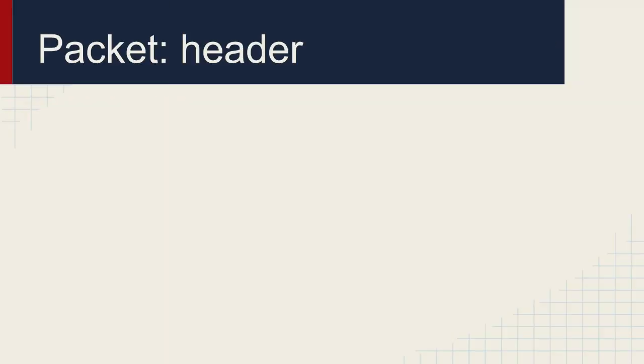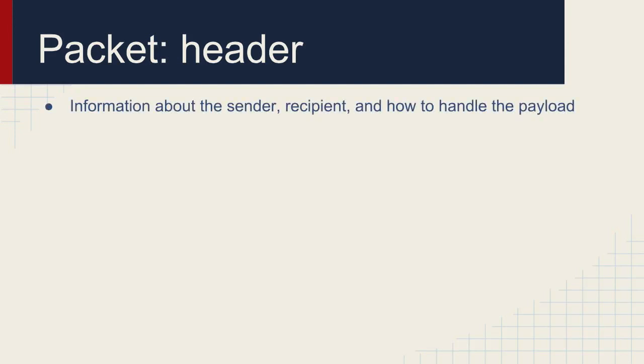So, the packet has three parts: a header, payload, and a trailer. So, we're going to look at the header right now. It's information about the sender, recipient, and how to handle the payload. So, it'll have the starting address, the destination address, and what to do with that payload. Like, if it's part of an existing packet, if it's part of a new transfer.